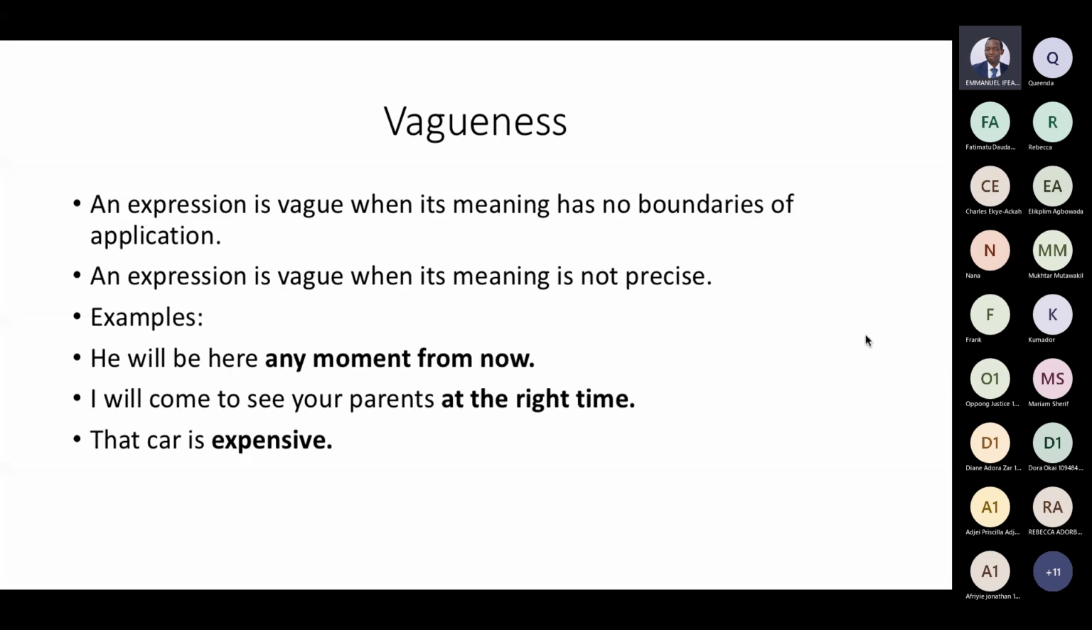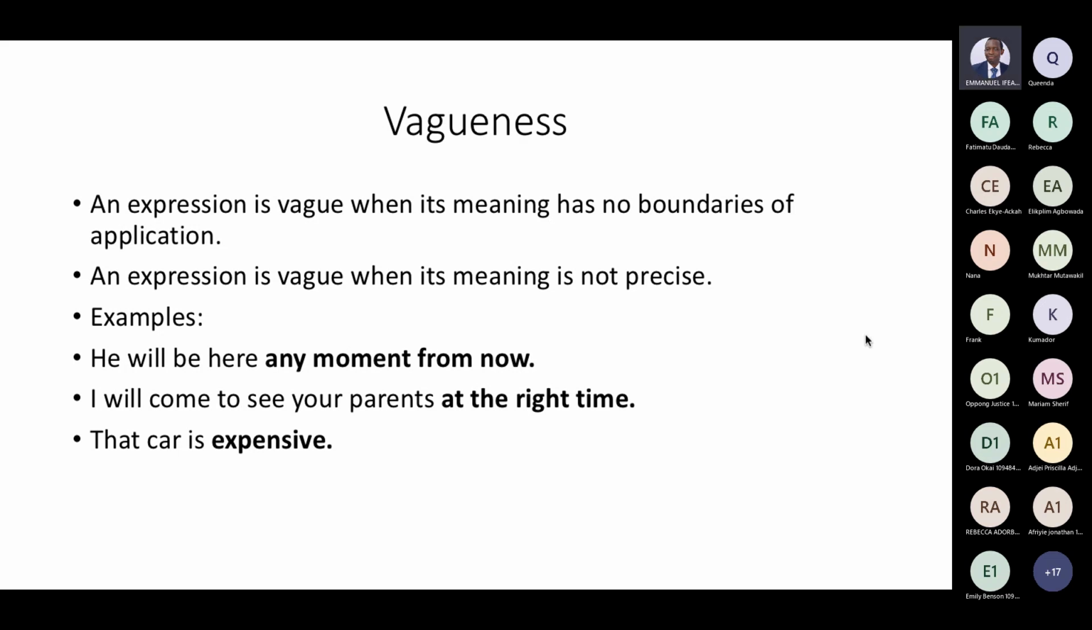An expression is vague when its meaning has no boundaries of application. When the meaning of something has no boundaries of application, an expression is vague when its meaning is not precise. Example: He'll be here any moment from now.